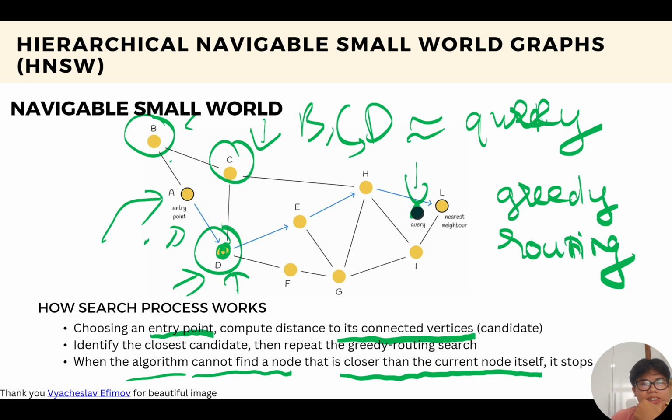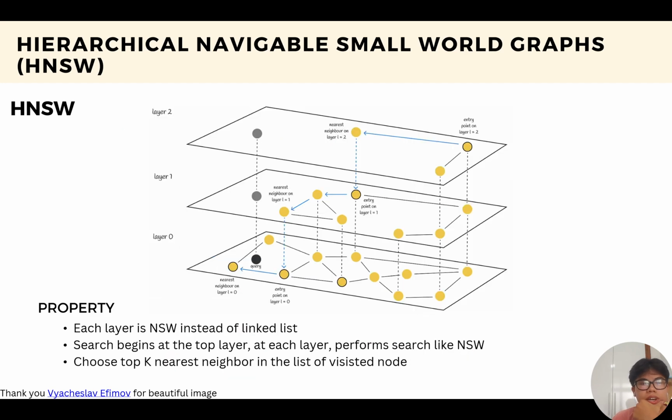Okay, that is navigable small world and skip lists. HNSW is a combination of the two. We inherit the layer property from the skip list, and each layer is a navigable small world instead of a linked list.